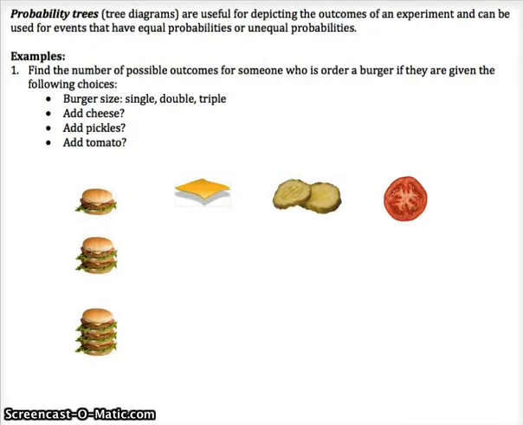Okay, burger time. Oh, we talked about this first, about how to make trees. Tree diagrams are useful in depicting the outcomes of an experiment and can be used for events that have equal probabilities or unequal probabilities. Okay, so you have this first example.